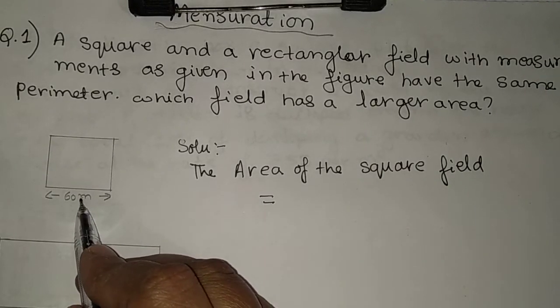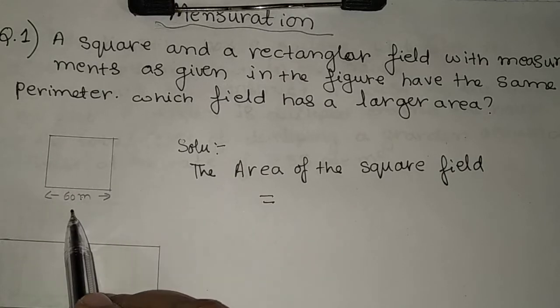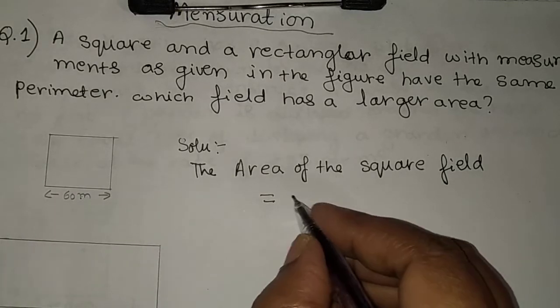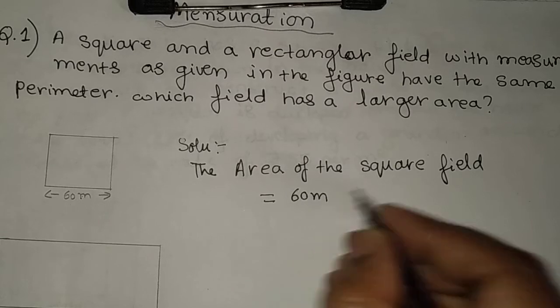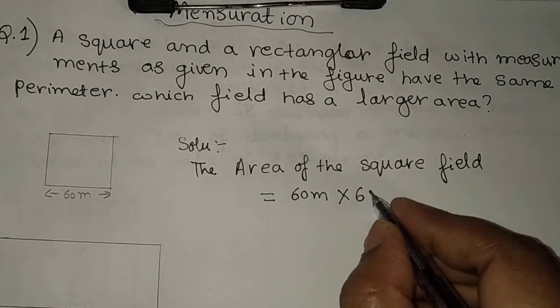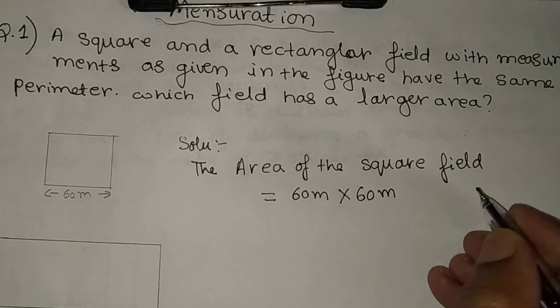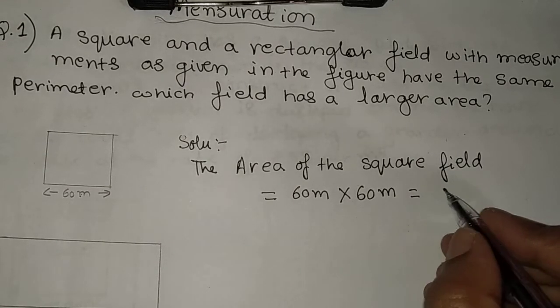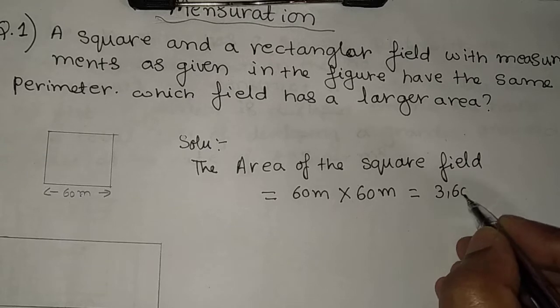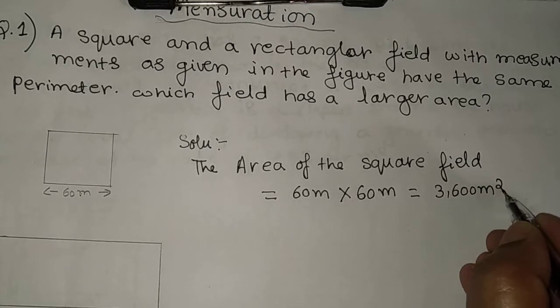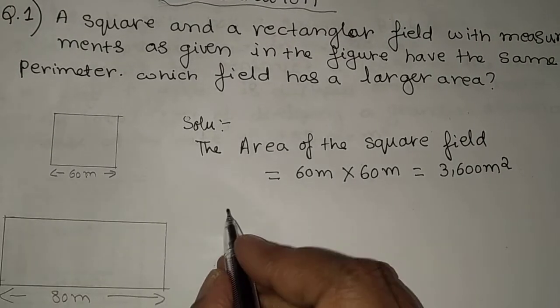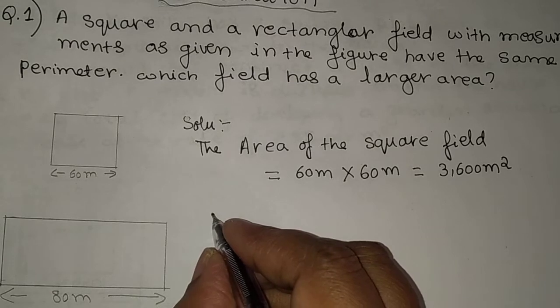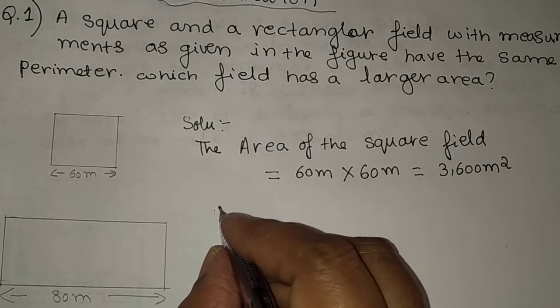In a square all the sides will be equal, therefore we have 60 m they have given, into length into breadth is the area of the square, therefore this will be equal to how much? 3600 m square.